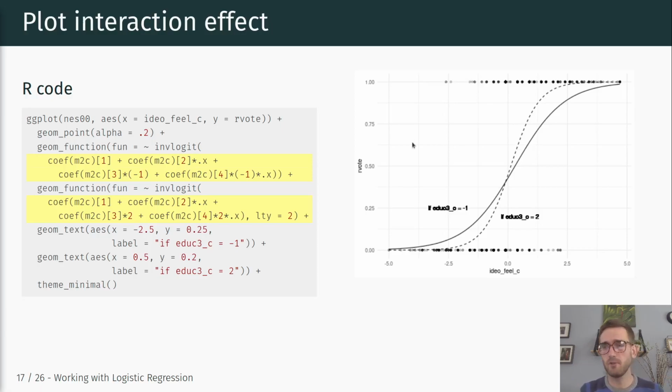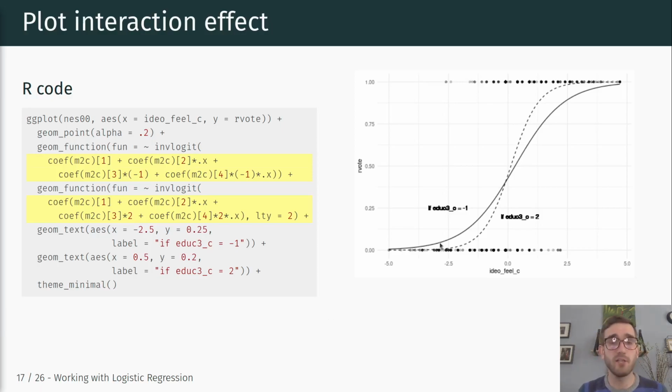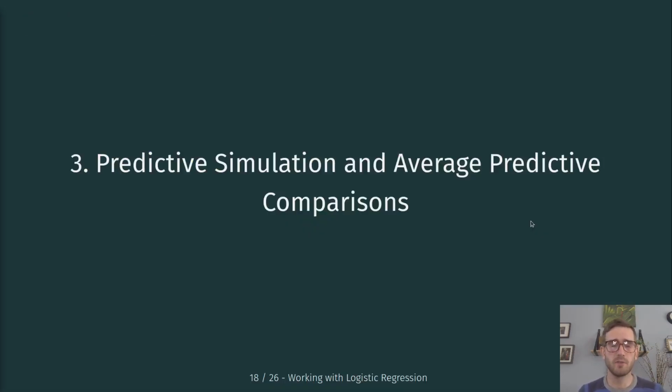I hope these videos are helpful also for your problem set. In the next video, I'm going to talk a little bit more about choosing different scenarios for predictive simulation and predictive comparisons, right? Because here I went through this fairly quickly, but we had to choose different scenarios for education in order to visualize the change in the predicted probability conditional on ideology. And so we'll talk a little bit more about how we can choose these different scenarios and what kind of comparisons are most useful if we want to ultimately communicate our substantive effect sizes. So that'll be the topic for the next video.